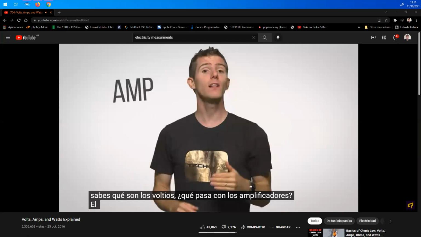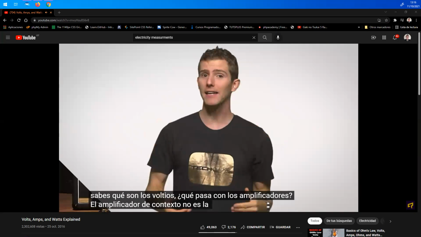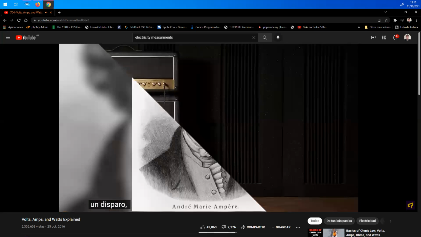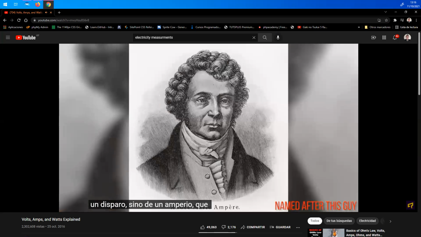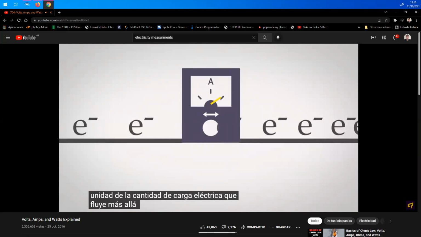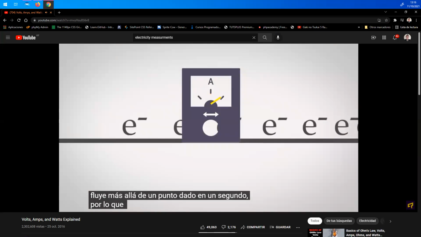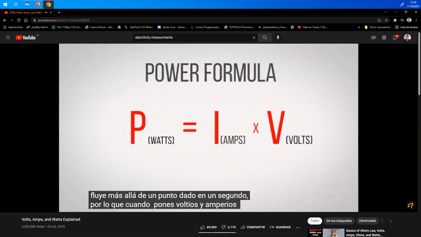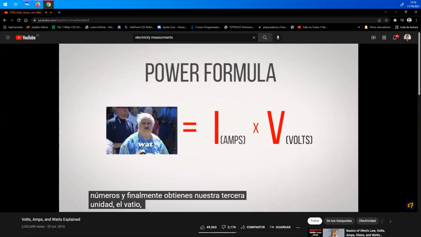So now that you know what volts are, what about amps? Well, in this context, amp isn't short for amplifier, but rather for ampere, which is a unit of how much electrical charge is flowing past a given point in 1 second. So when you put volts and amps together, you can tell how much current is flowing and how hard it's flowing. Multiply these numbers and you get, finally, our third unit, the watt.